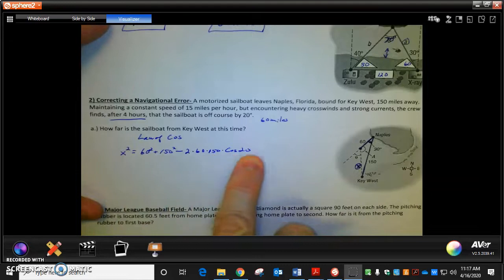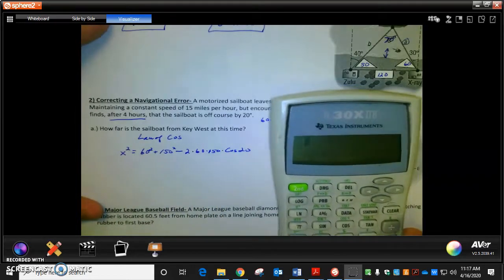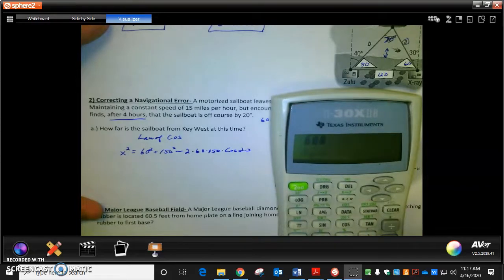These are nothing but numbers, so you can plug these all into your calculator in one step. Okay, so 60 squared plus 150 squared minus 2 times 60 times 150 times the cosine of 20. Put all that in there. Again, make sure your calculator is in degrees.